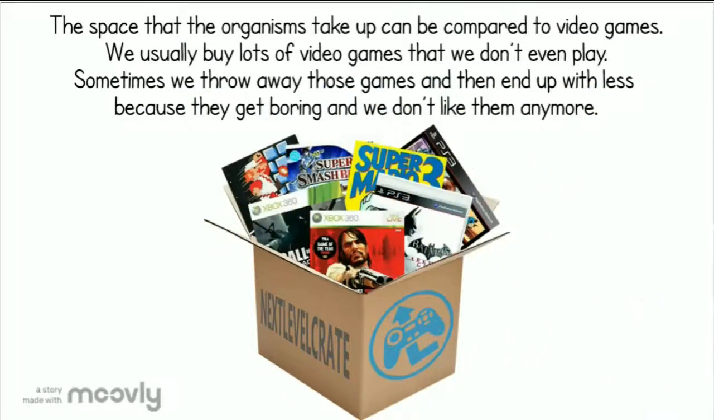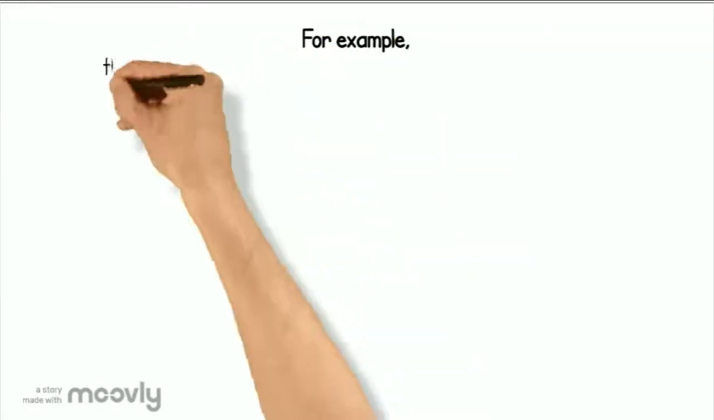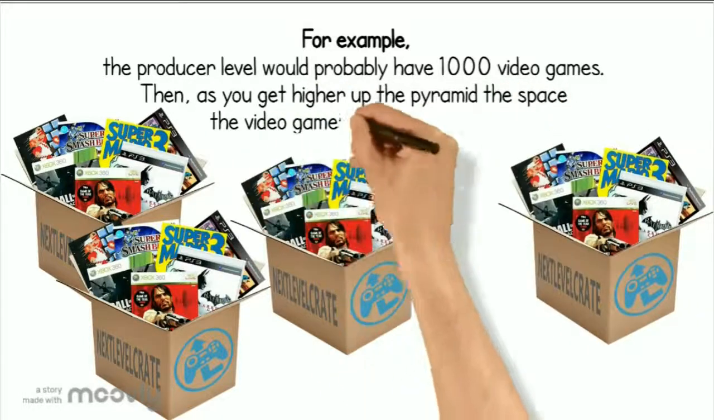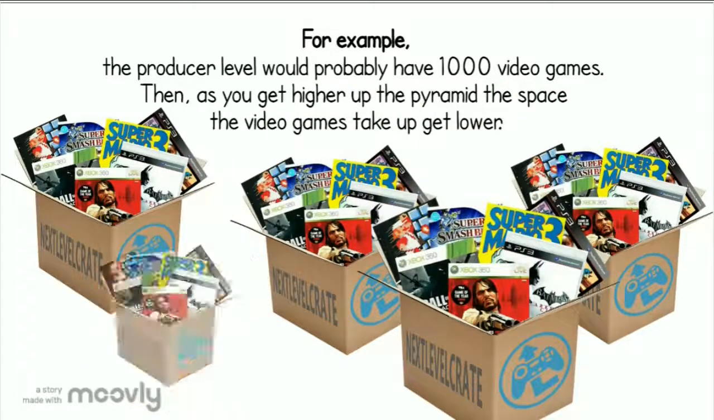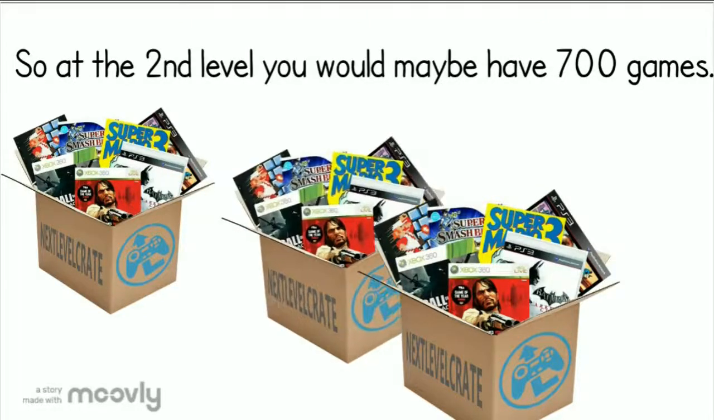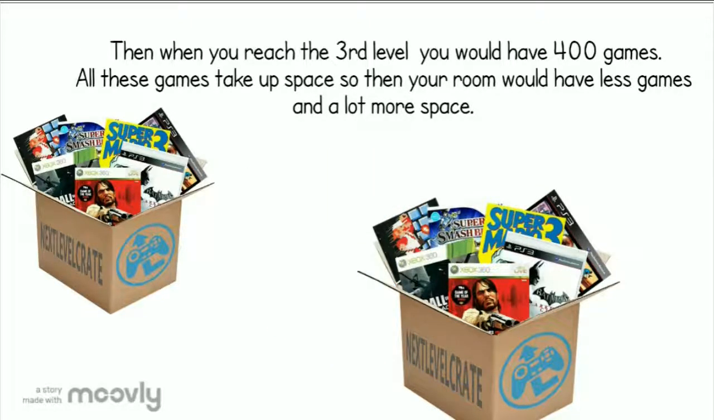Sometimes we throw away those games and then end up with less because they get boring and we don't like them anymore. For example, the producer level would probably have 1,000 games. Then as you get higher up the pyramid, the space the video games take up gets lower. So at the second level you would maybe have 700 games. Then when you reach the third level you would have 400 games.